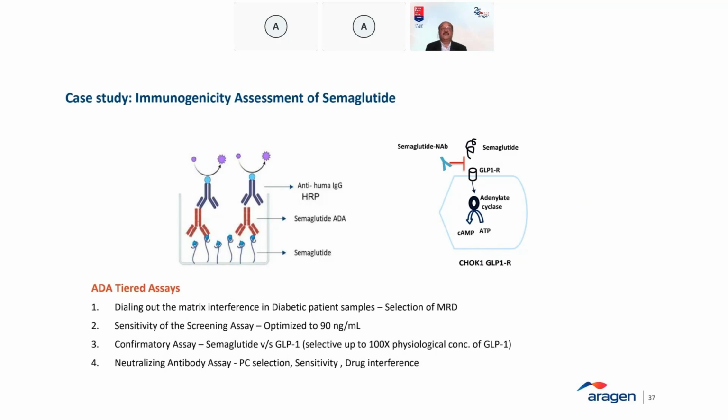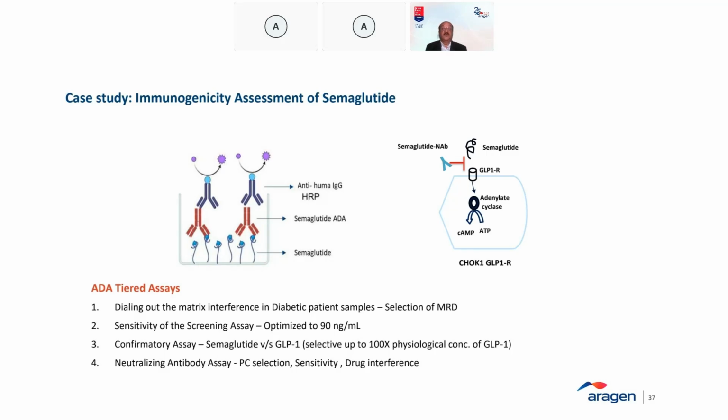Another challenge was sensitivity because, as I said, at 100 nanograms the molarity of the peptide is very high. Besides that, the antibodies that bind to these peptides are of weak affinity. So we worked on it with various conditions and various kinds of positive controls, and we finally optimized an assay to a sensitivity of 90 nanograms per ml, which is close to the regulatory expectation of 100 nanograms.